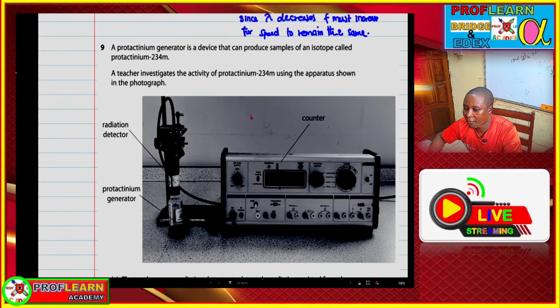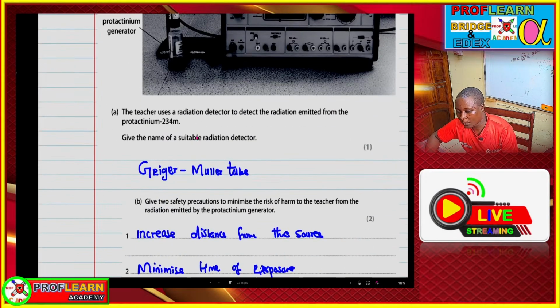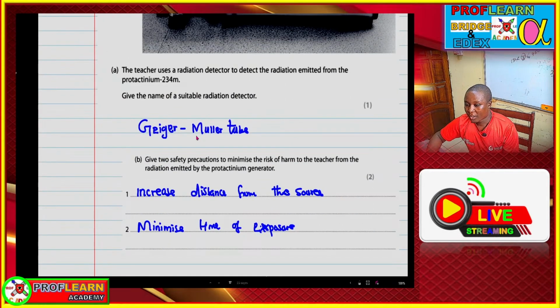Question 9 is on radioactivity. We have a counter here, and remember, we have different types of counters which can read the radiations from a radioactive substance. This is going to be maybe a GM tube, or a Geiger-Müller tube. Give the name of the suitable radiation detector: Geiger-Müller tube.